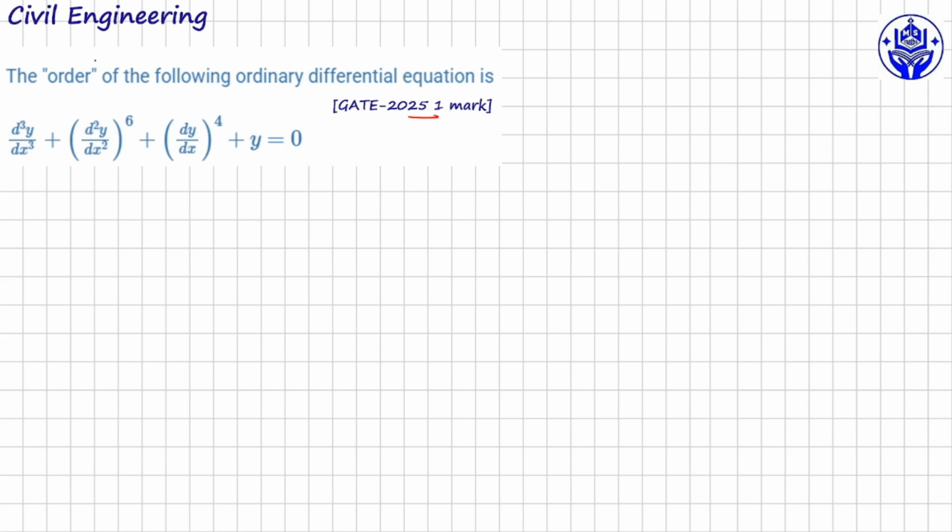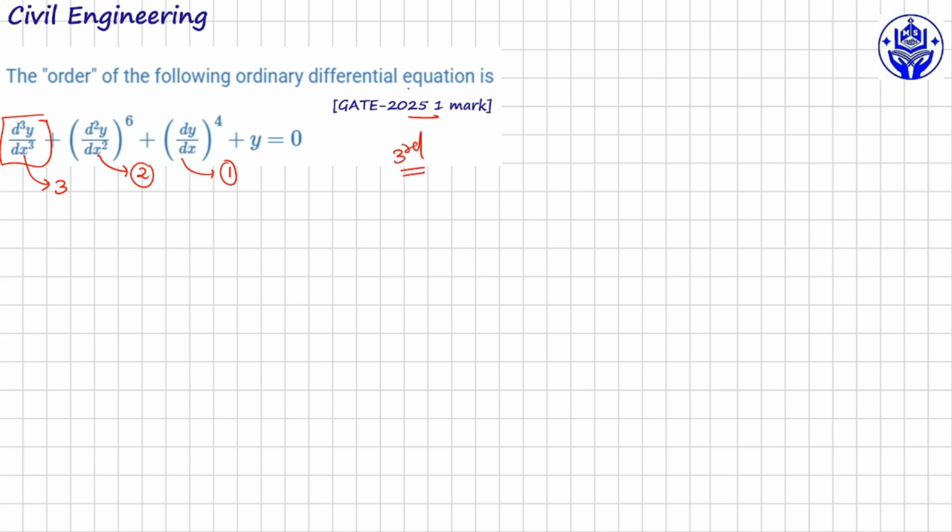Order means the highest order derivative present in that particular differential equation. So if I have this kind of differential equation, then the order of each term we can find. It is a derivative of order 3, a derivative of order 2, and a derivative of order 1. The highest order present in this differential equation is 3. So it is a third order differential equation.